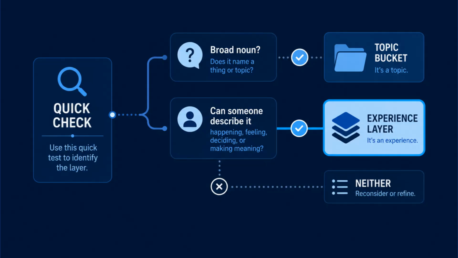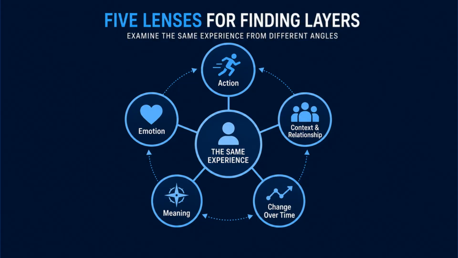experiential layer. A simple way to find experiential layers is to use 5 lenses: action, emotion, context and relationship, meaning, and change over time. We are going to practice all 5 here so you can learn the routine, but later you will choose only the layers that fit your study.